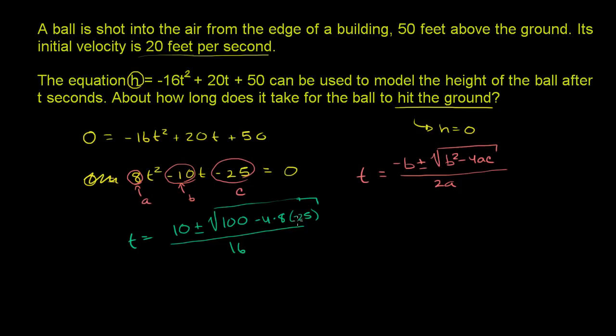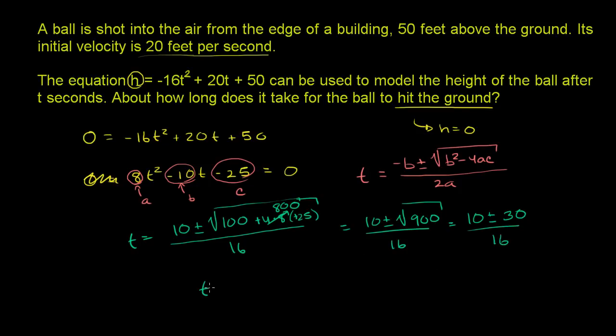And let's see if we can simplify this a little bit. The negative sign, negative times a negative, these are going to be positive. 4 times 25 is 100, times 8 is 800. So all that simplifies to 800. And we have 100 plus 800 under the radical sign. So this is equal to 10 plus or minus the square root of 900, all of that over 16. And this is equal to 10 plus or minus the square root of 900, which is 30, over 16.